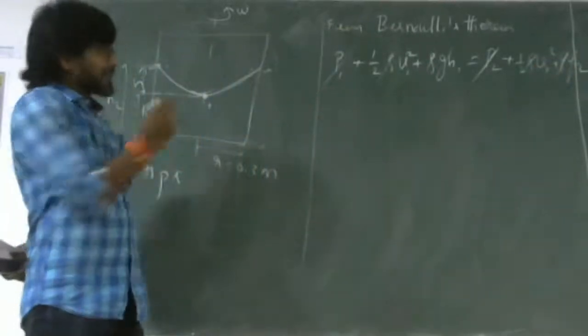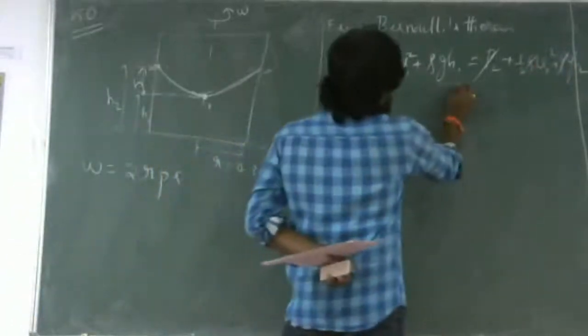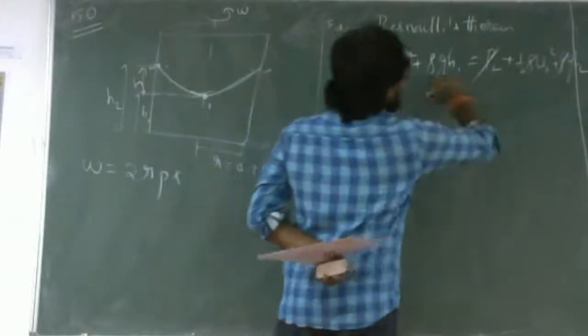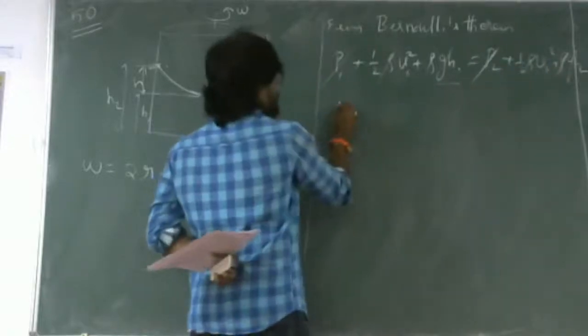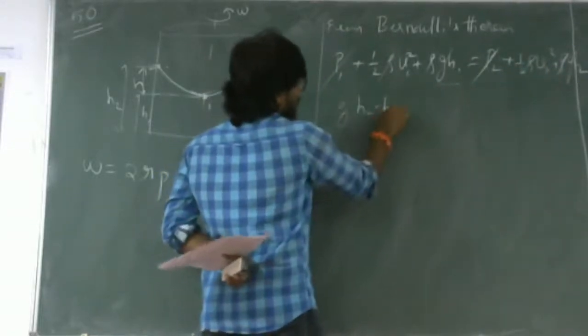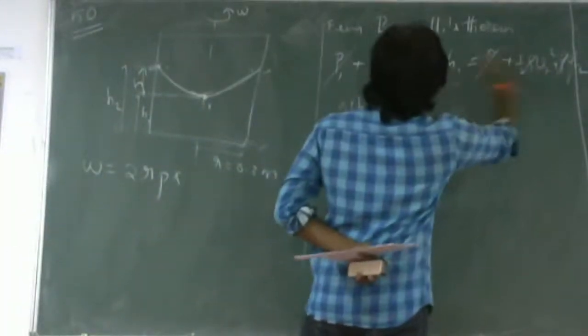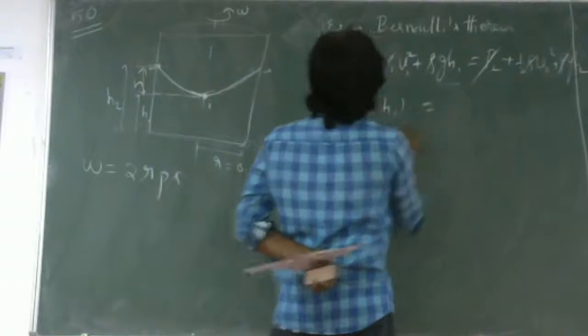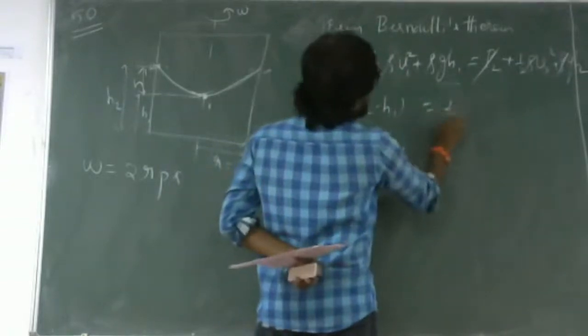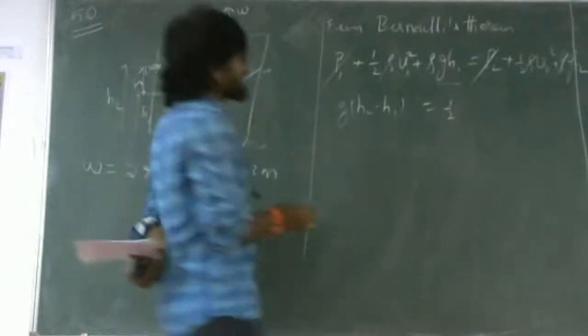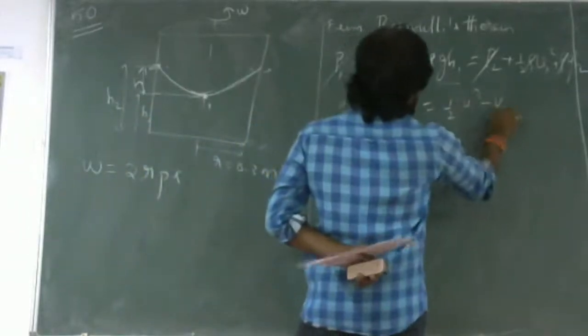As what you want is the height difference, let us write this as g h1 minus g h2, or g h2 minus g h1. If you send this to that side, you can write it as g into h2 minus h1. H2 is larger; h2 minus h1 gives you h. Right? So g into h2 minus h1 is equal to what? Half V1 square minus V2 square. Is it right?